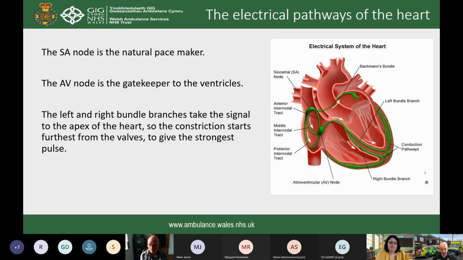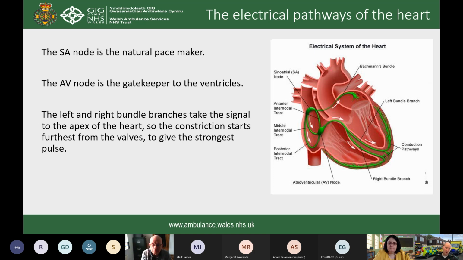Our hearts have our SA node, which is our natural pacemaker. And as you can see in the diagram, it's in that top right atrium up there. That is our natural pacemaker, and that is what coordinates and allows us to have that regular heartbeat and allows the heart to function properly. The next thing that we need to talk about is the AV node. The AV node is the gatekeeper to the ventricles. So the SA node constricts the top chambers, and then the AV node will allow the bottom chambers.